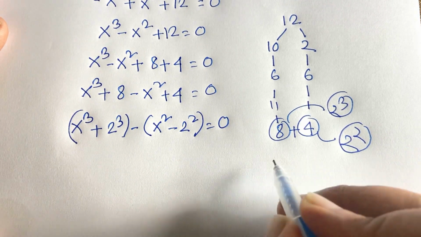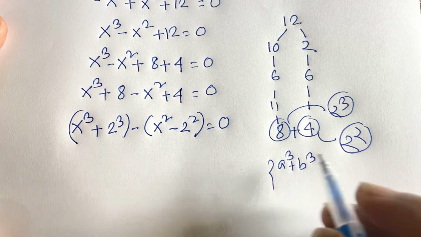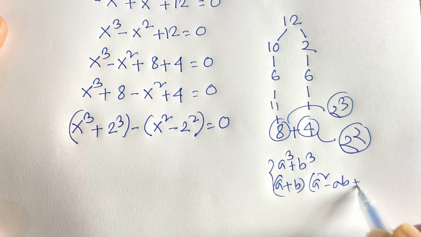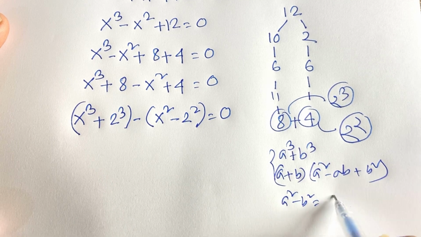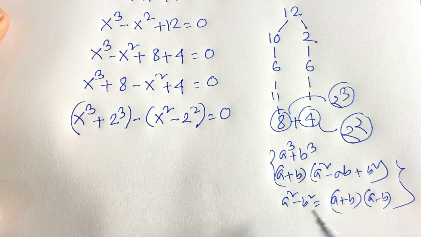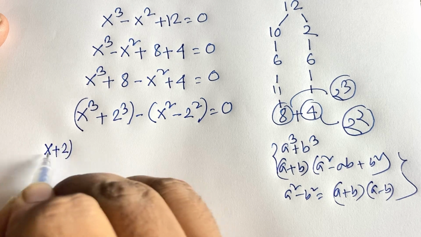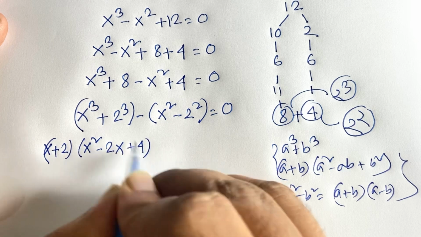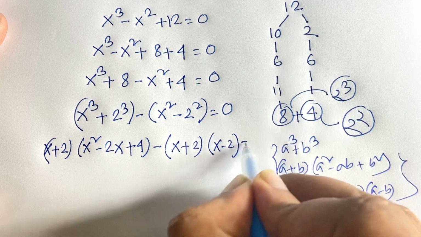So we know the identity a cubed plus b cubed is equal to a plus b times a squared minus ab plus b squared, and we know the other formula a squared minus b squared is a plus b times a minus b. I follow both formulas in this case because here is a cube and here is a square, so it will be x plus 2 times x squared minus 2x plus 4, minus x plus 2 times x minus 2 is equal to 0.